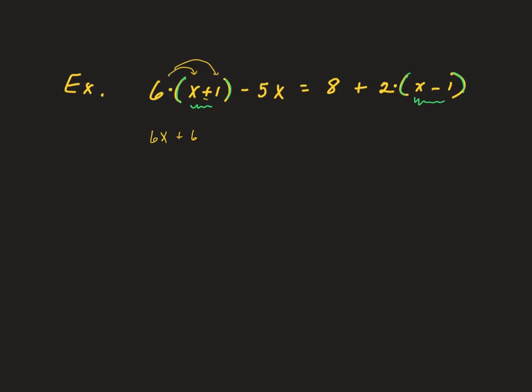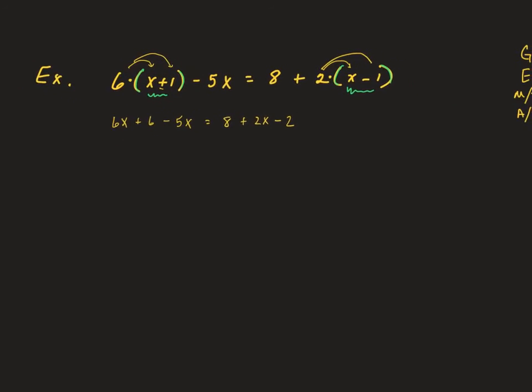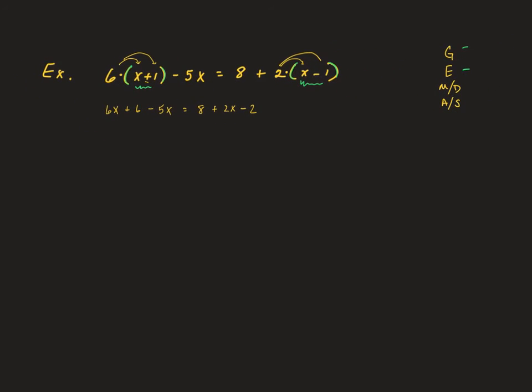And then there's nothing to do for this next one, so I will go ahead and just bring down my minus 5x, and it equals 8 plus. Okay, I have 2 times x is 2x, and 2 times negative 1, which is going to be a negative 2. All right, now that I've done that, I can go ahead and look and say, okay, I've done my multiplication. There's no division. Adding and subtracting.